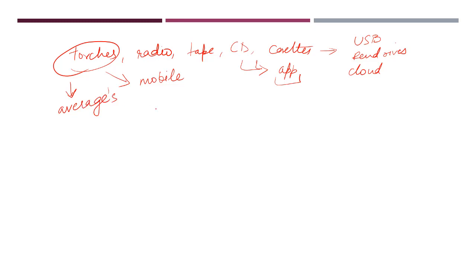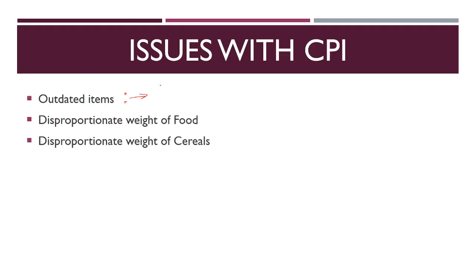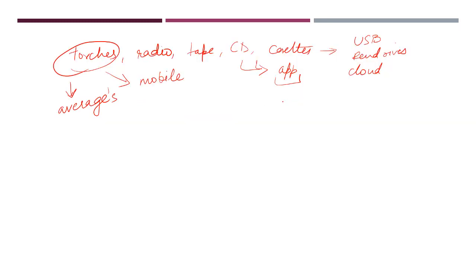Therefore, in such an index, having a particular item which is not being used generally by the population does not make any sense. So we must be having items which are relevant to today's consumption patterns, and therefore these items are outdated and should not be there in the basket. The second issue is the disproportionate weight of food. As we just saw, food is having 45.86% in the CPI.